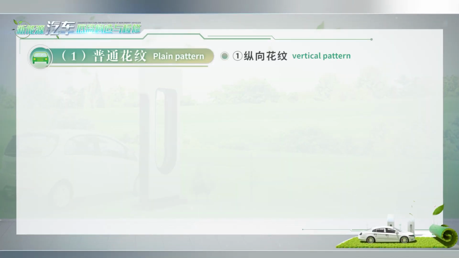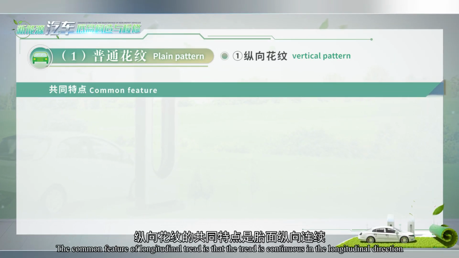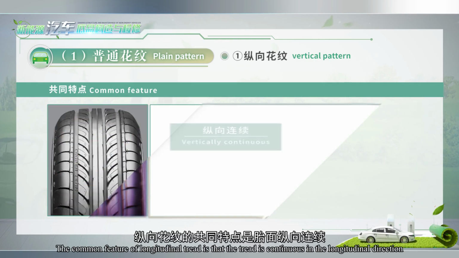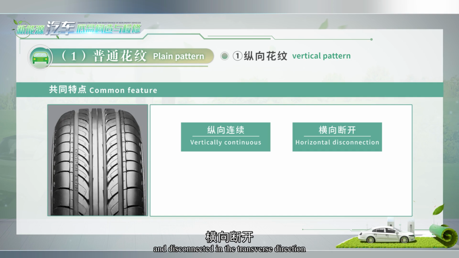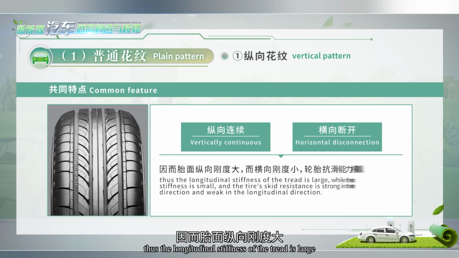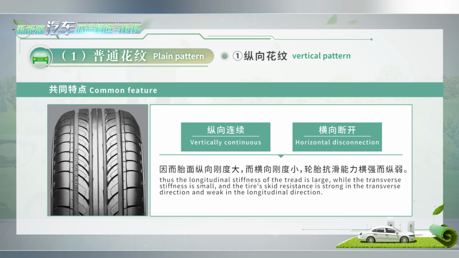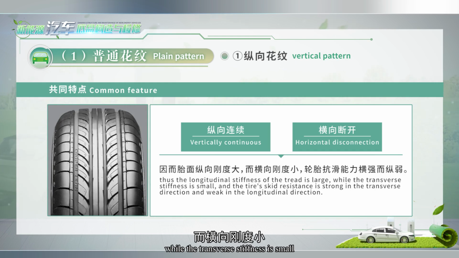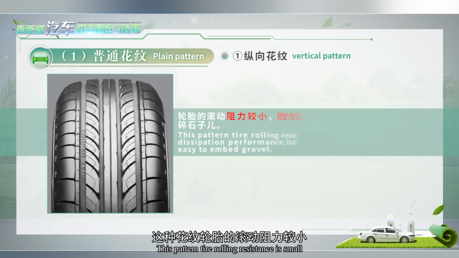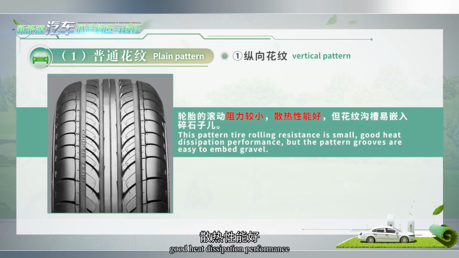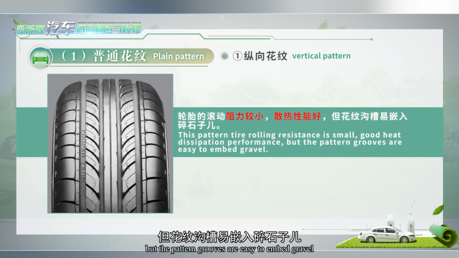Longitudinal pattern. The common feature of longitudinal tread is that the tread is continuous in the longitudinal direction and disconnected in the transverse direction. Thus the longitudinal stiffness of the tread is large, while the transverse stiffness is small, and the tire skid resistance is strong in the transverse direction and weak in the longitudinal direction. This pattern tire has small rolling resistance and good heat dissipation performance, but the pattern grooves easily embed gravel.